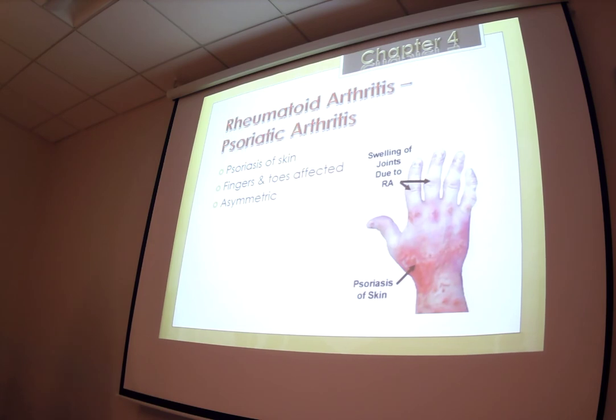So now psoriatic arthritis is another form of rheumatoid arthritis, or related to rheumatoid arthritis, I should say. Mostly affects the distal fingers and the toes. It can affect the spine in more severe cases. Typically, it's just going to be fingers and toes. Usually will include psoriatic skin lesions. That's what all this is on the hand here. It can cause asymmetric bone destruction as well.